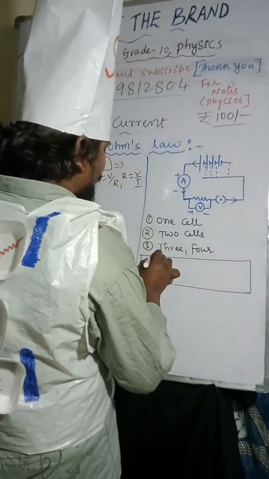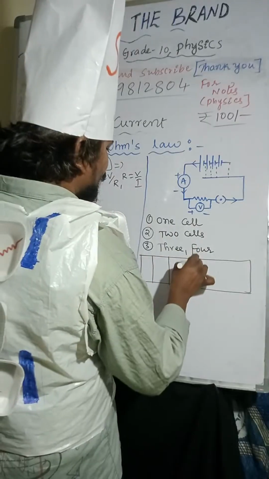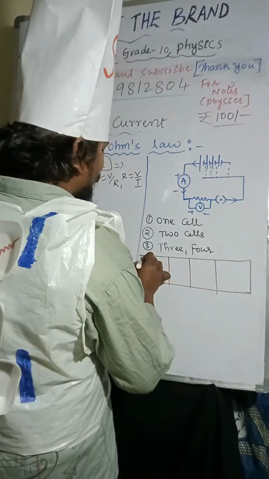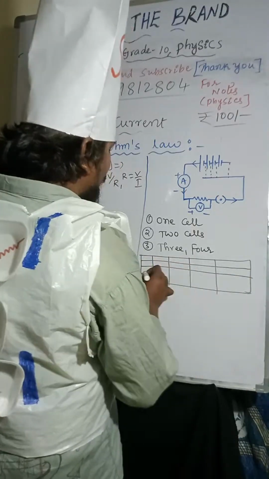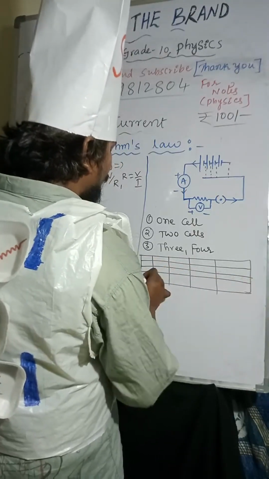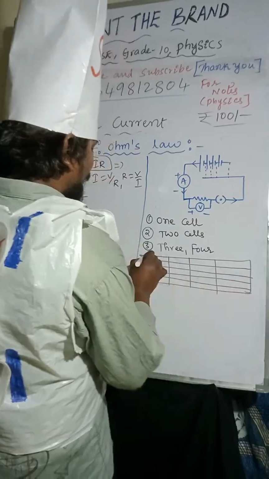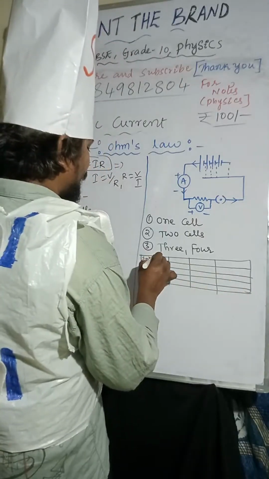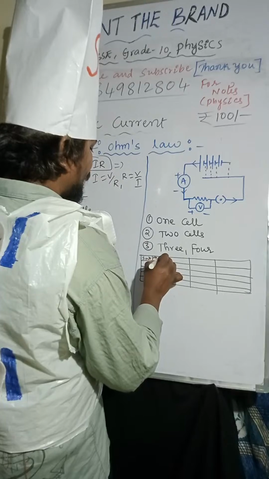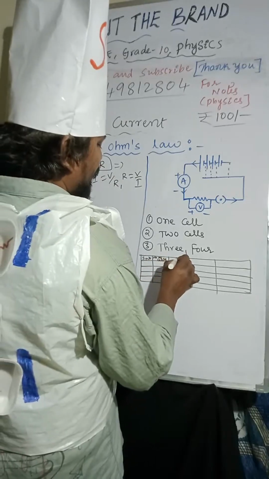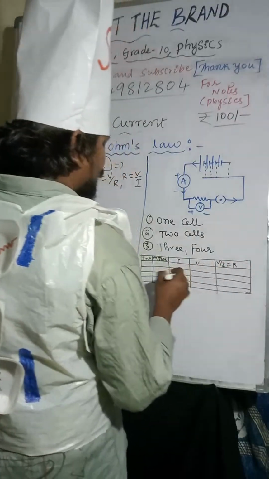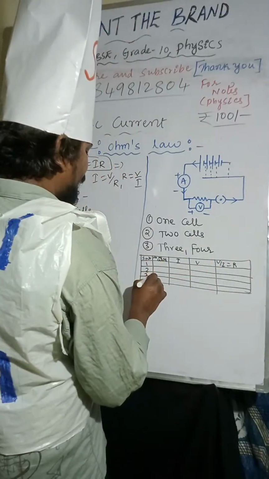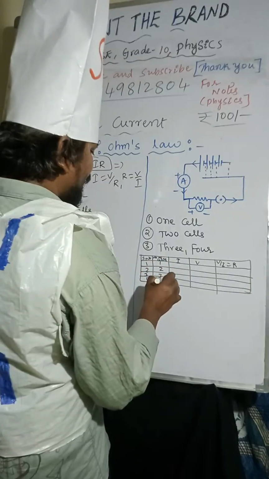Here I am taking 1, 2, 3, 4. Serial number of cells 1, 2, 3. Serial number of cells, ammeter, voltmeter, V by I equal to R. So 1, 2, 3, 4.